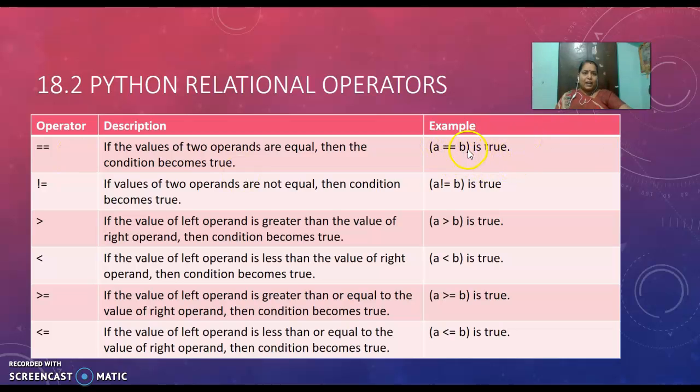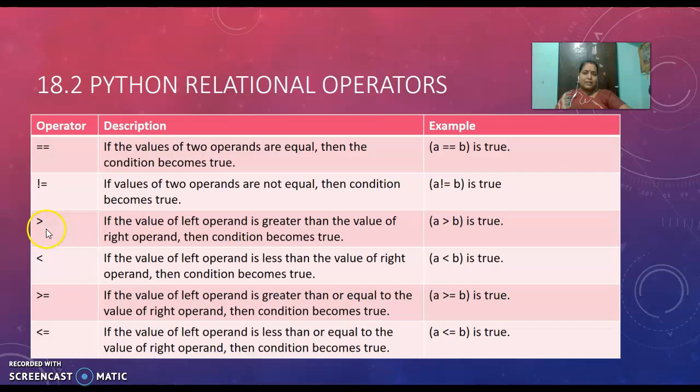For example, A and B are two values. If A is equivalent to B, it will return the value true, else it will return false. For not equal to, if both the values are not equal, it will return true. If they are equal, it will return false. So if A not equal to B, it will return true, or else it will return false.